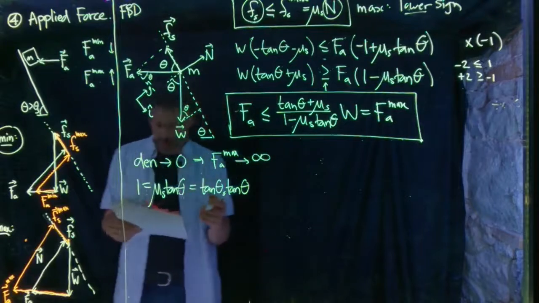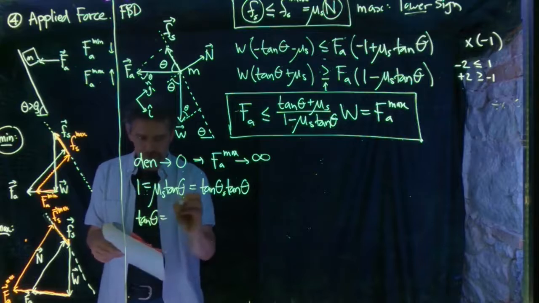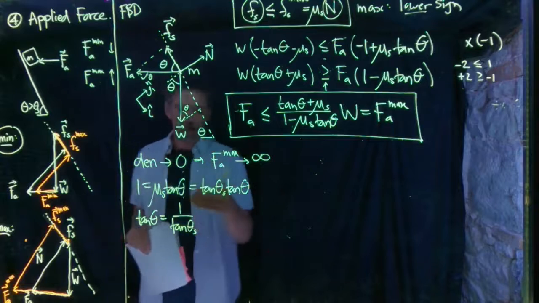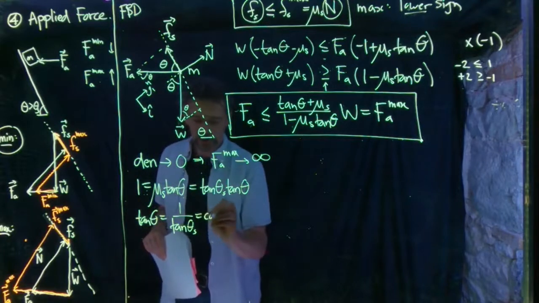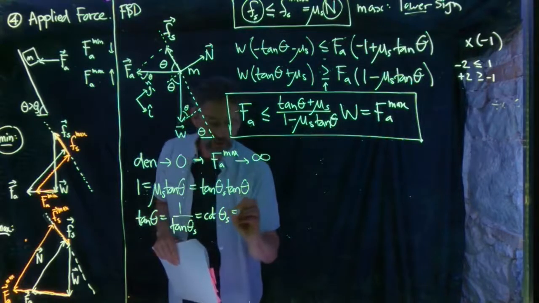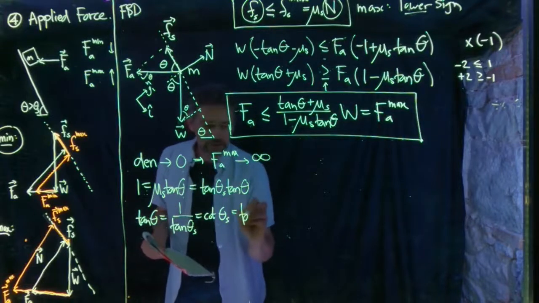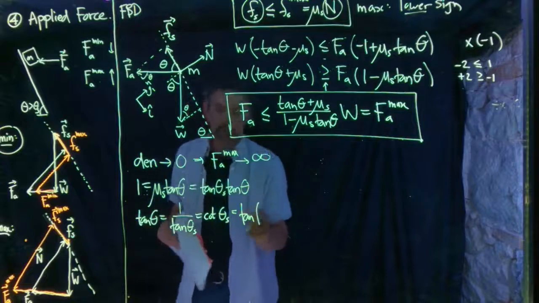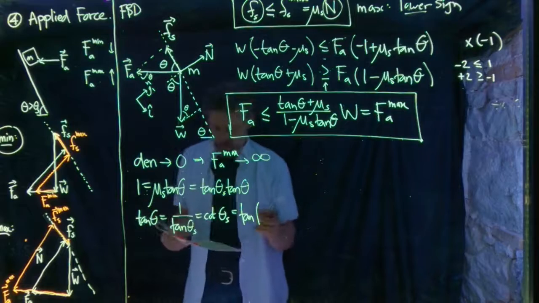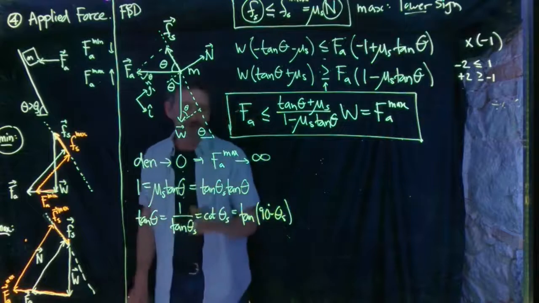So that tells us that tan theta is equal to 1 over tan theta s. But 1 over tangent is cotangent. Cotangent of theta s. And the cotangent of theta s is the same as tangent of 90 minus theta s. So these are some trig identities that I don't expect you all to know, but I sure hope you can look these things up and work with these sorts of things. 90 minus theta s.